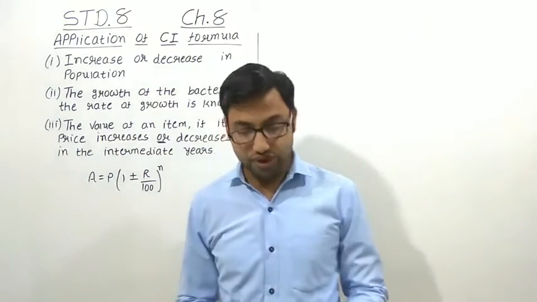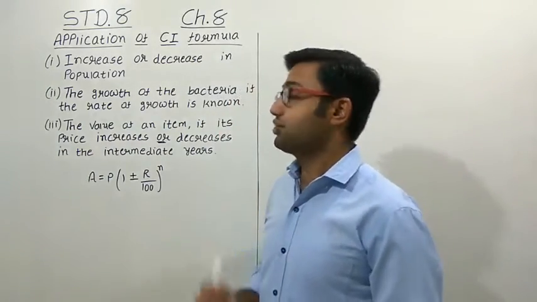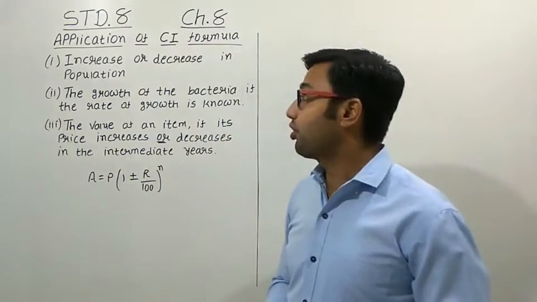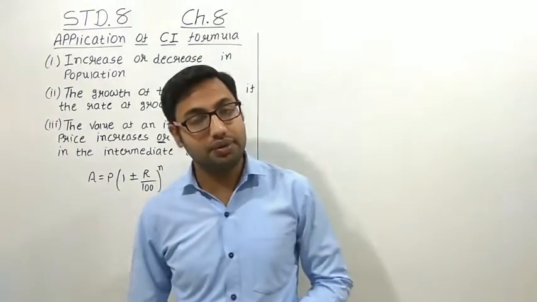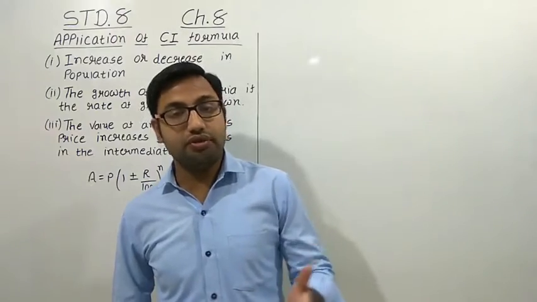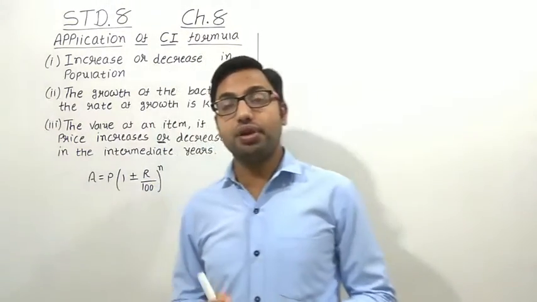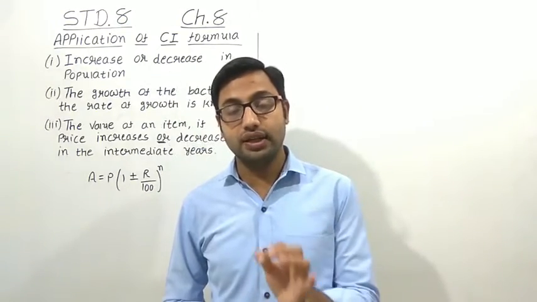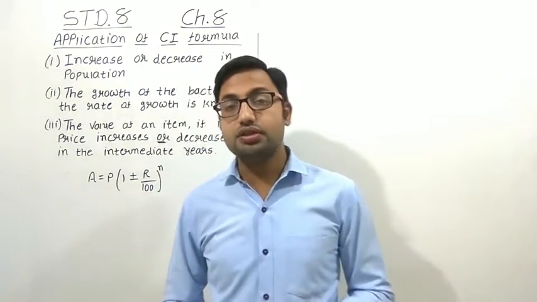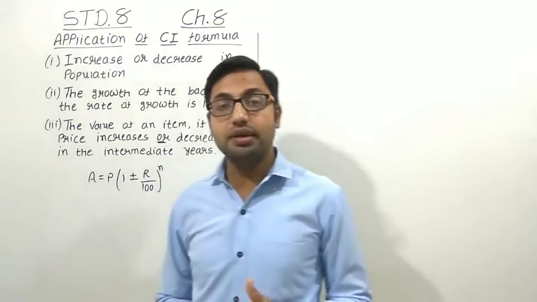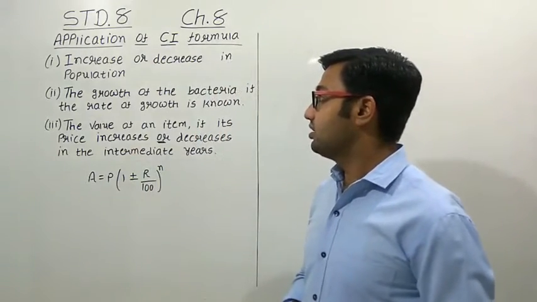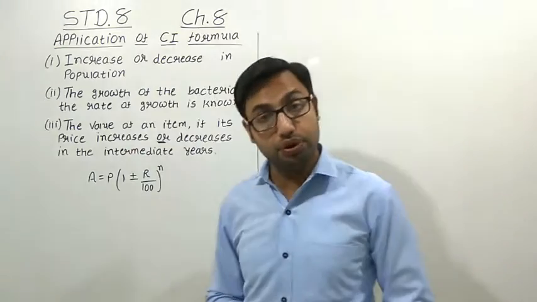Hello students, today we will study about the application of compound interest formula. This is the topic of standard 8 chapter number 8 comparing quantities. So till now we have studied about the formula of the compound interest, that is only for to calculate the money. But this formula we can use in many other places, like first is increase or decrease in population.